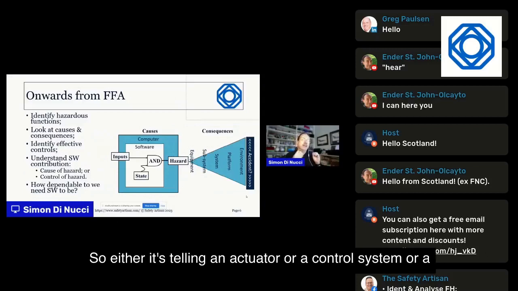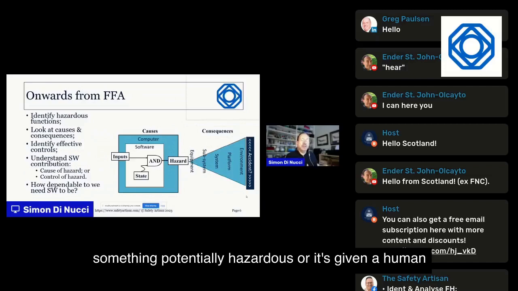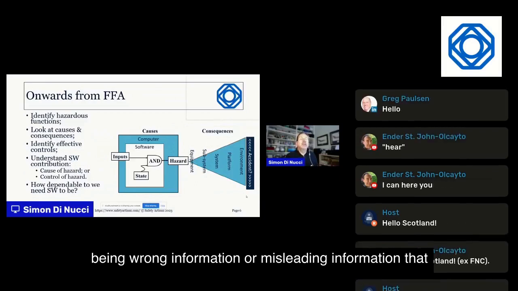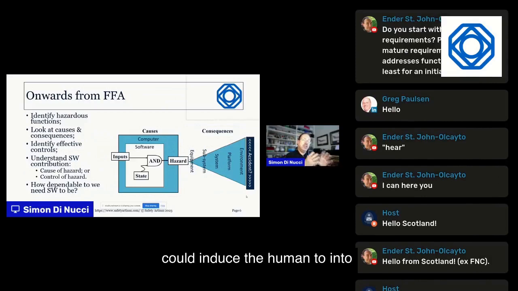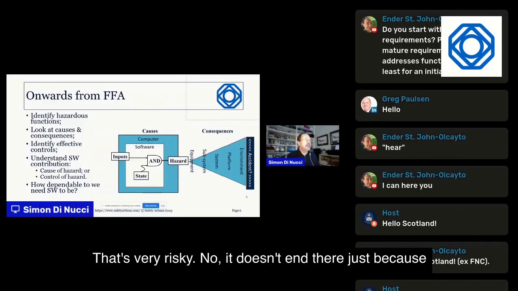So either it's telling an actuator or a control system or a vehicle or a piece of machinery to do something potentially hazardous, or it's giving a human being wrong or misleading information that could induce the human into what we call erroneous human behavior, doing something dangerous, like running out of tea midway through your webinar. That's very risky.